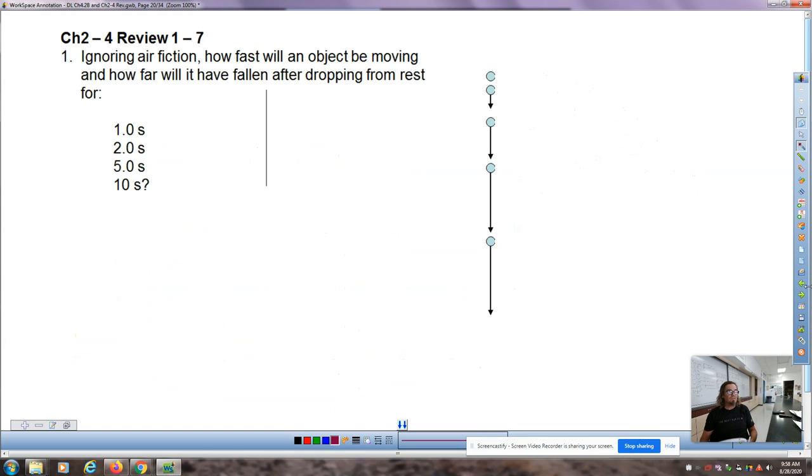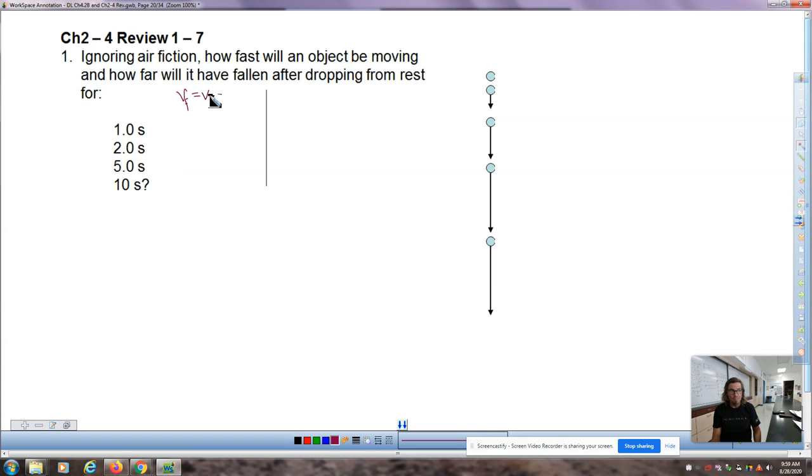All right, that takes care of that homework assignment. Now we want to do the same thing with the chapter 2 through 4 review. We have 7 questions here. You're going to pause and solve each of these problems and think about how you solve each of them. Ignoring air friction, how fast will an object be moving and how far will it have fallen after dropping from rest for 1, 2, 5, 10 seconds?